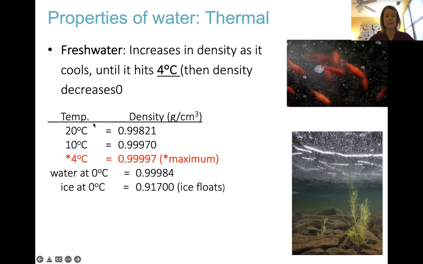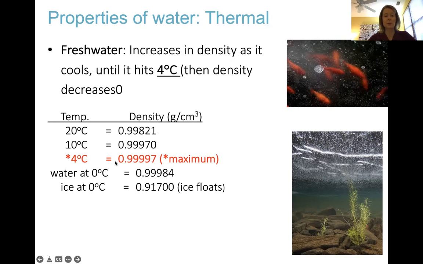So if we look at a simple, kind of not well done table, apologies, for what happens to water temperature here on the left. So we're going from 20 to 10 to our magic number 4, and then below there to 0. And if we look at the density, you don't have to know these numbers. This is just showing you that density is increasing. So from 0.998 to 0.999 to 0.99997.